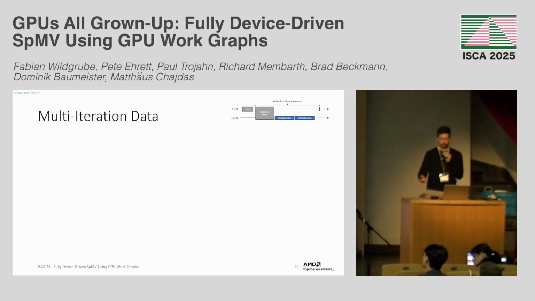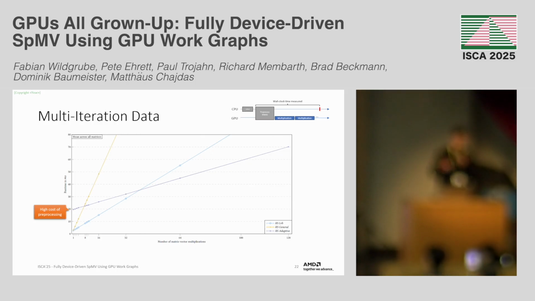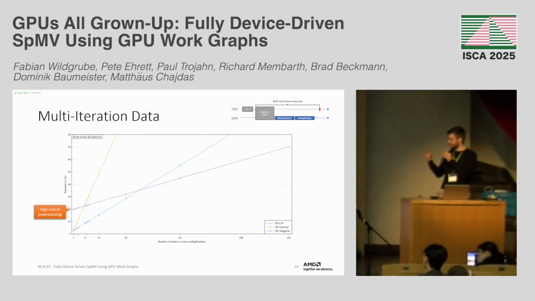So switching to multi-iteration data, where basically you pre-process a matrix once and then you reuse it over and over with multiple vectors. What we measure here is on the x-axis, you see how we increase the number of multiplications, and we now have CSR adaptive, so the version that does a lot of CPU-based preprocessing and then has a quick multiplication. And we see why we don't use it for single iteration, because it has a huge cost of preprocessing, but that amortizes over time because we have more multiplications and they are pretty fast.